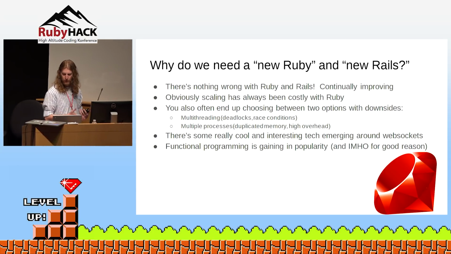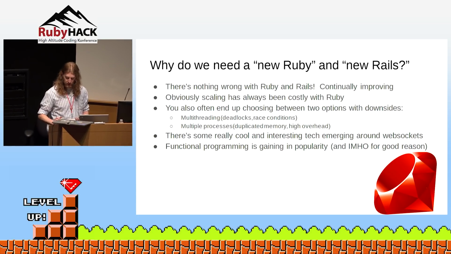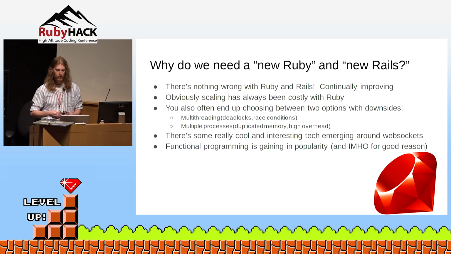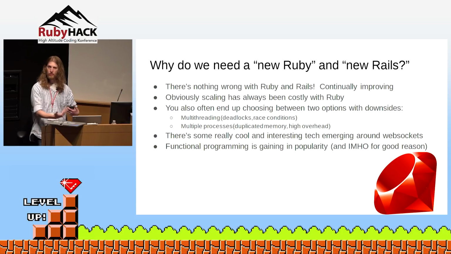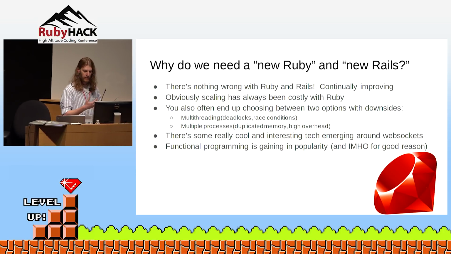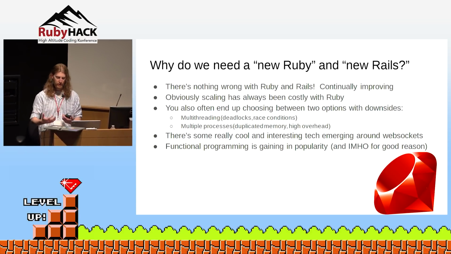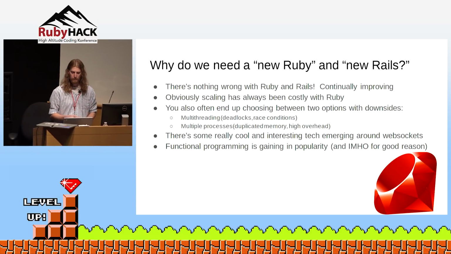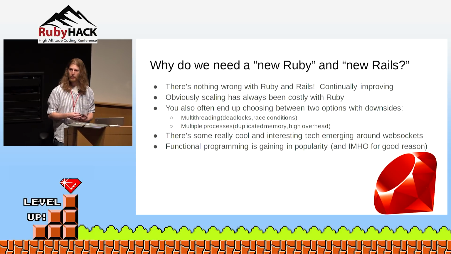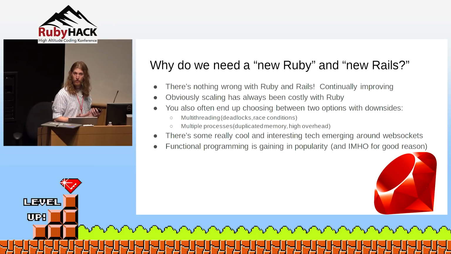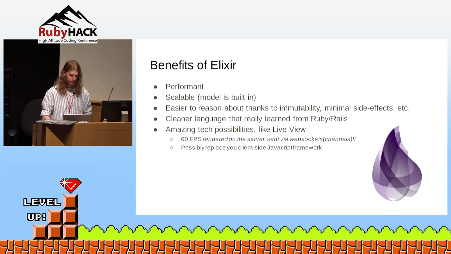And then also, there's a lot of really cool and interesting tech that's emerging around WebSockets and the like, and Ruby is definitely gaining some ground there, but it's a thing that's emerged later. So a lot of it is a framework and a language ecosystem that's adapting to new technology, which is great, and that's definitely what we'd want. But then also, functional programming in general is really gaining in popularity, and in my opinion, that's for some good reasons, because it really can improve things for you.